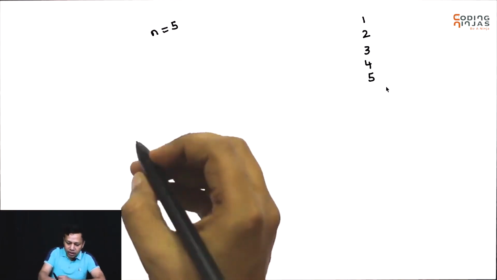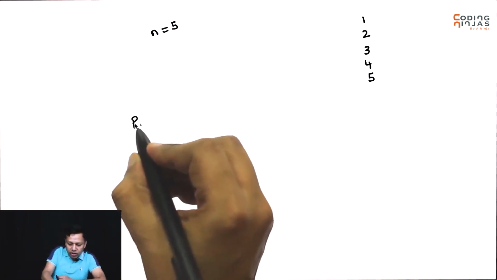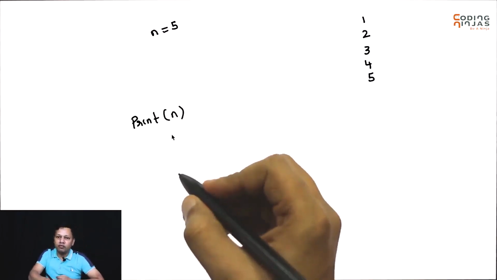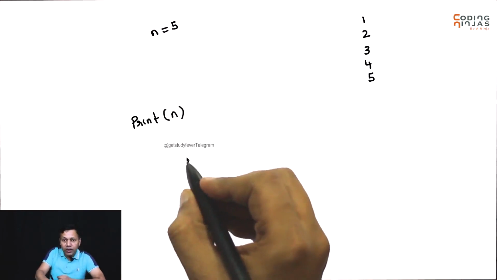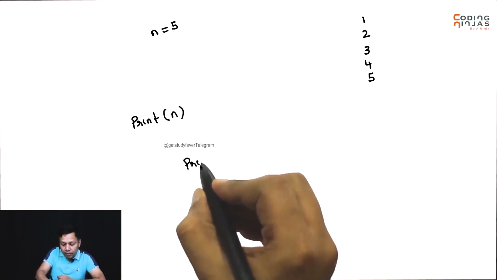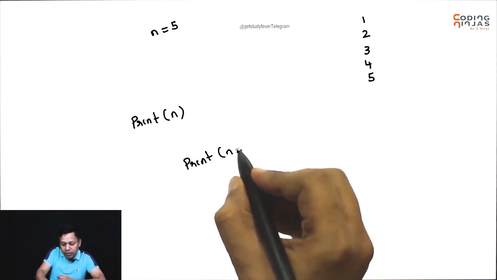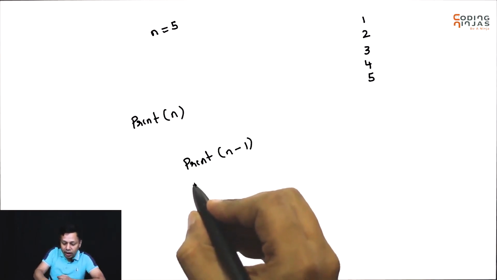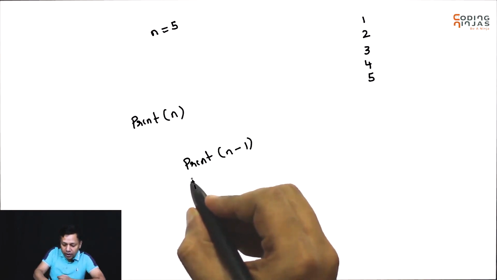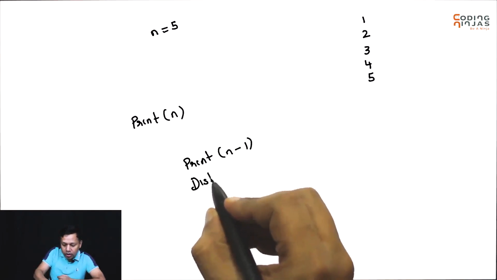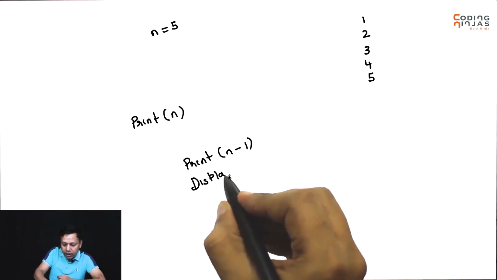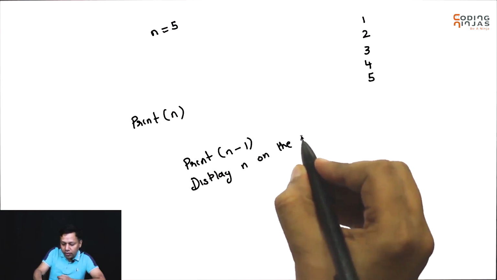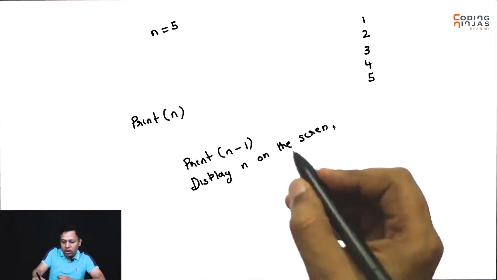If my function is print n, wherein I have to print numbers from 1 to n, what I'll do is, I'll print numbers till n minus 1 and then finally I will print or display n on the screen. So these are two things that I have to do.